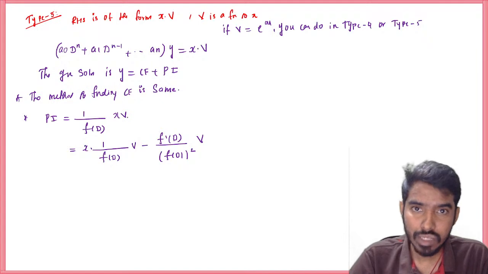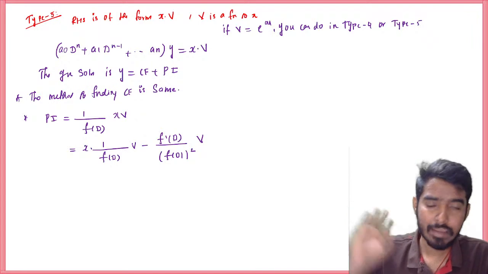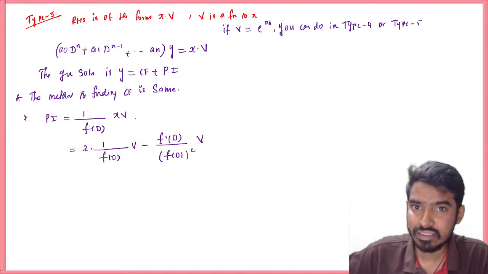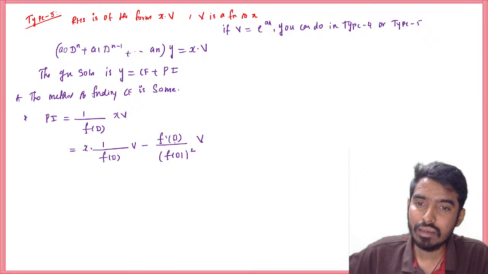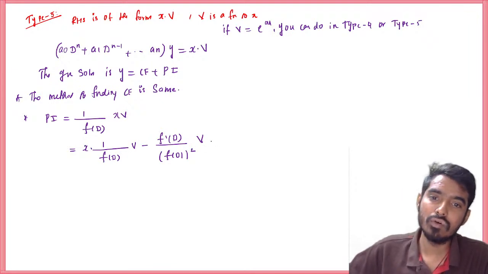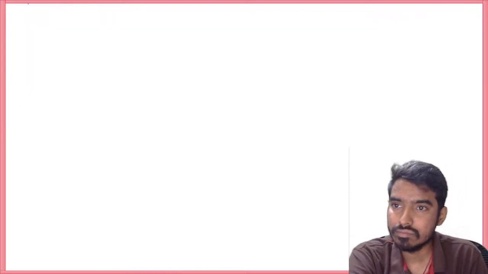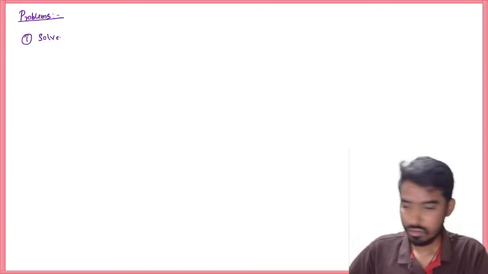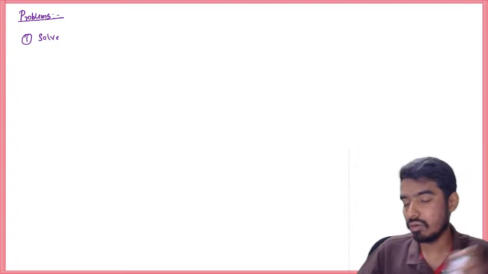Whenever you have x into b, if b is e power x, you can either use this formula or do it in type 4. Other than e power x, if b is sin x, sin 2x or cos x, you can use this formula: x into 1 by f of d into b minus f dash of d by f of d whole square into b. You have to remember this formula, very important. We'll do the problem straight away. Is there any doubt up to now?